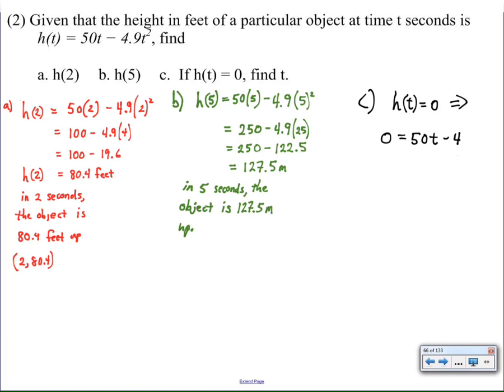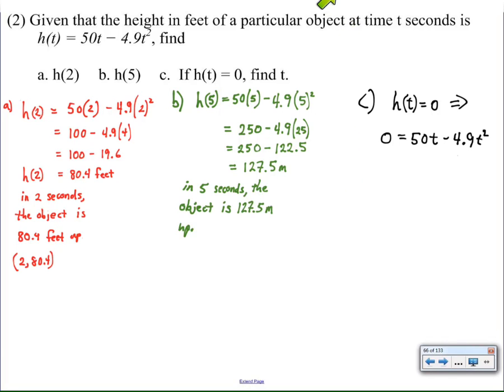It's saying, look, if the height is 0, what that means is if the object is on the ground, then what time was the object on the ground? We can use common sense here. We can obviously see that when t equals 0, this is all going to equal 0, which means the object started on the ground. That makes sense.